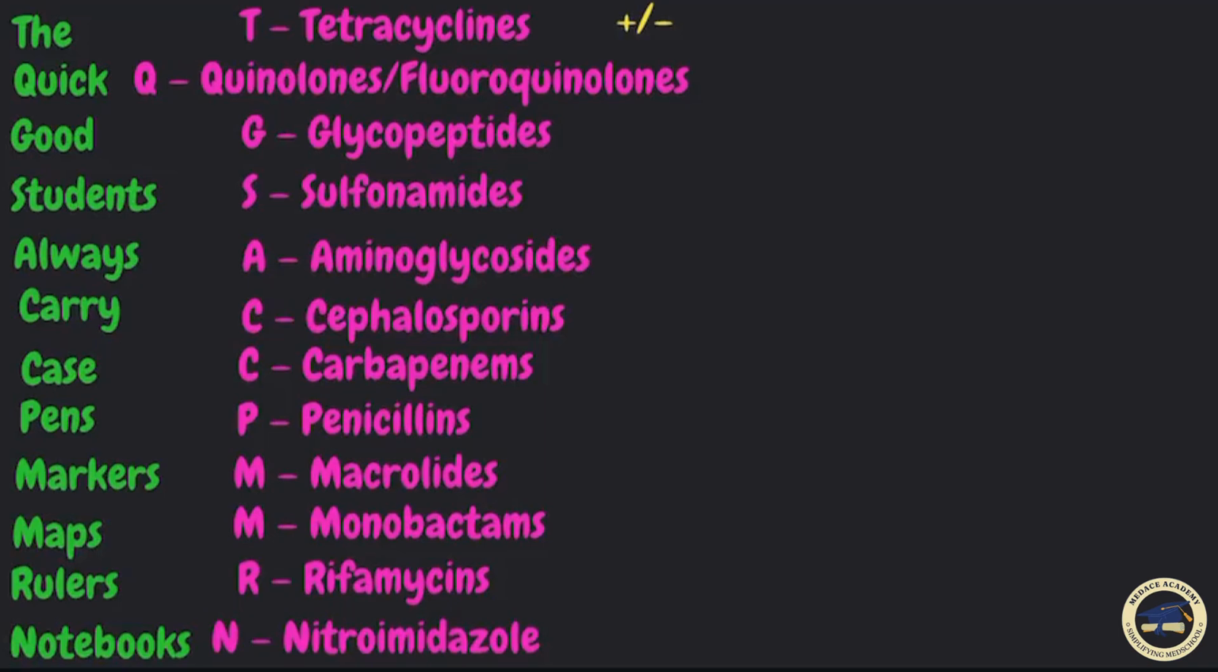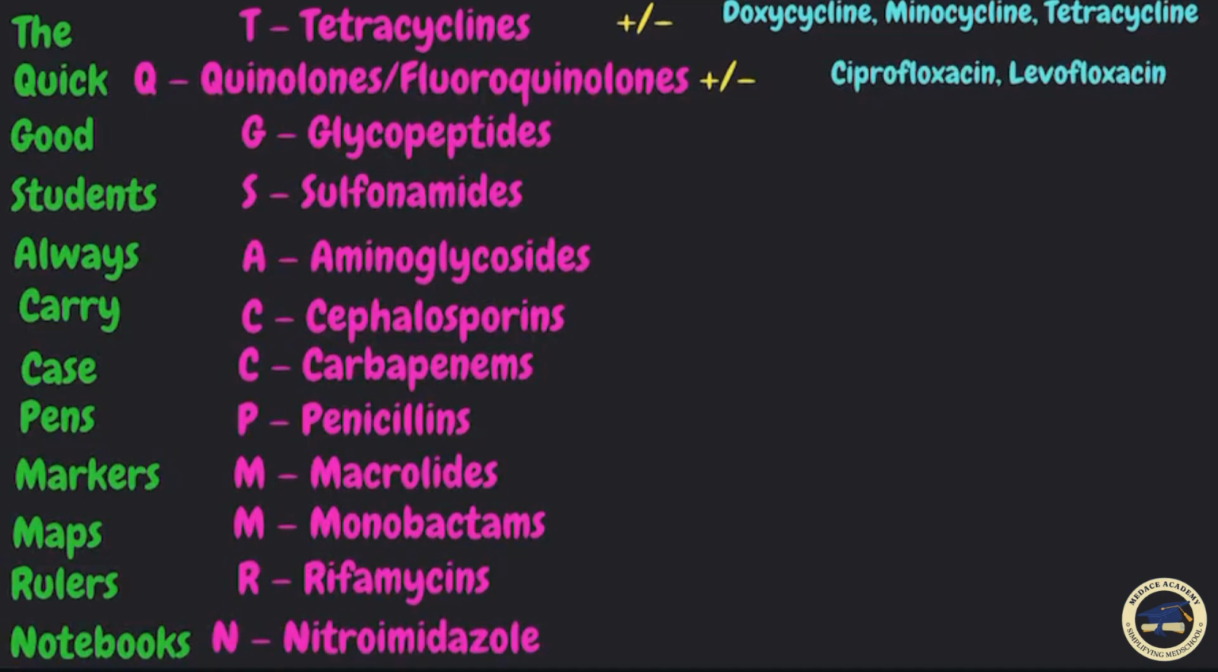Tetracyclines will work against both gram-positive and gram-negative bacteria, and examples would be doxycycline, minocycline, and tetracycline. Quinolones will act both against gram-positive and gram-negative bacteria, and then we have ciprofloxacin and levofloxacin as examples. Glycopeptides will work against gram-positive bacteria, and then we have vancomycin, teicoplanin, and dalbavancin as examples.